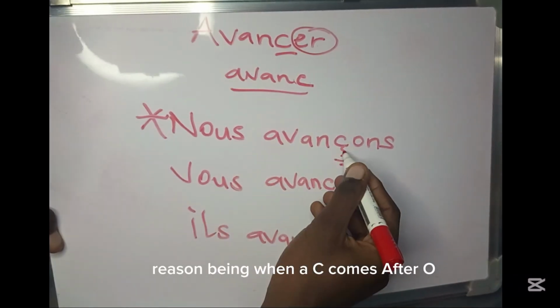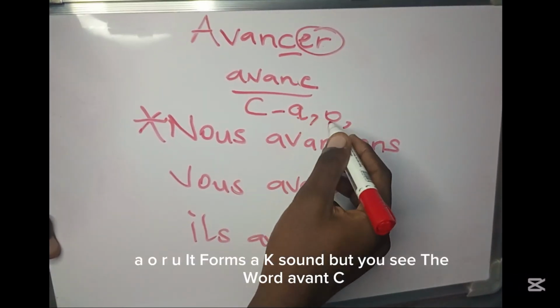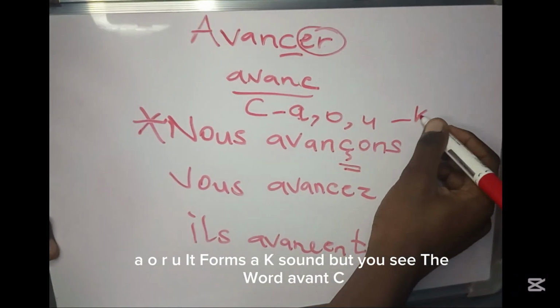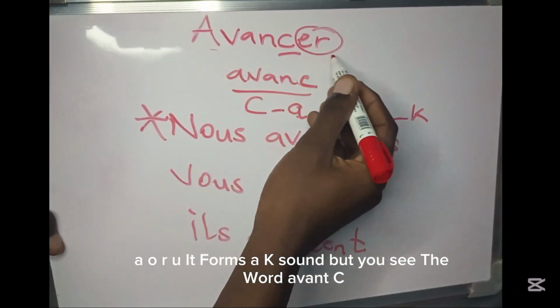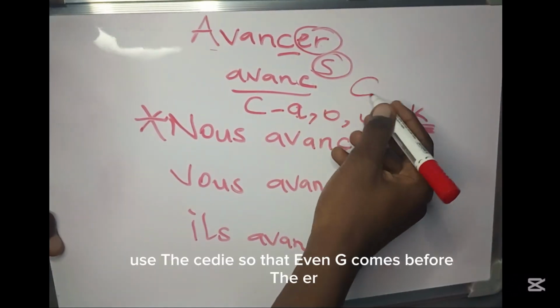The reason being, when C comes before O, A, or U, it forms a K sound. But you see the verb avancer, it had an S sound. To bring back the S sound, we use the Ç.